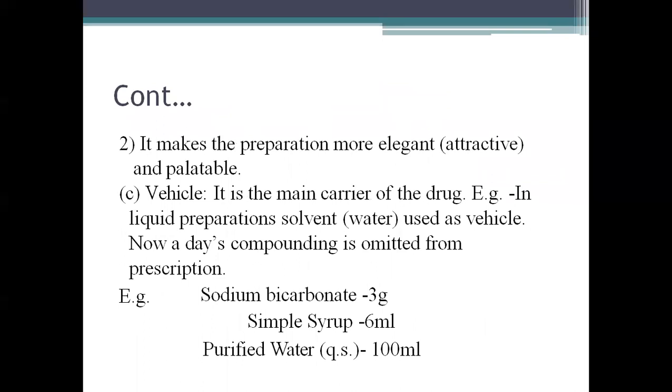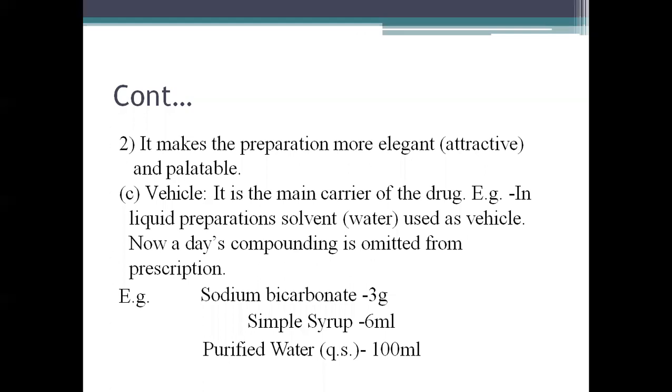आणि vehicle तर माहितच आहे, it is the main carrier of the drug in liquid preparation, water used as a vehicle most of the times. But nowadays compounding is omitted from the prescription, as we said that compounding does not exist right nowadays.